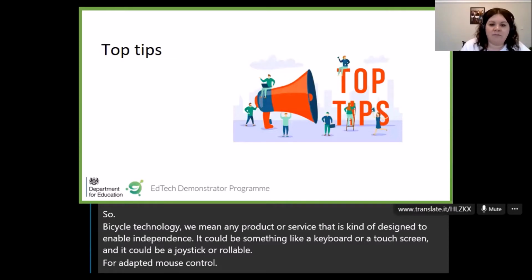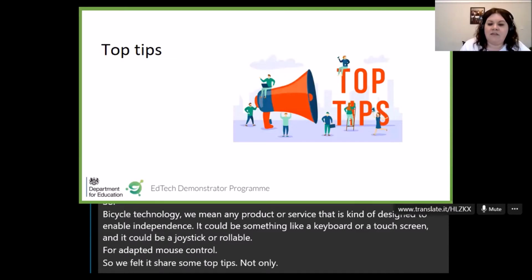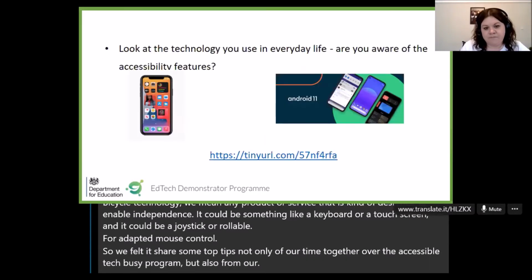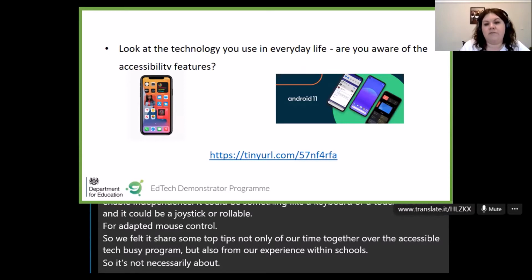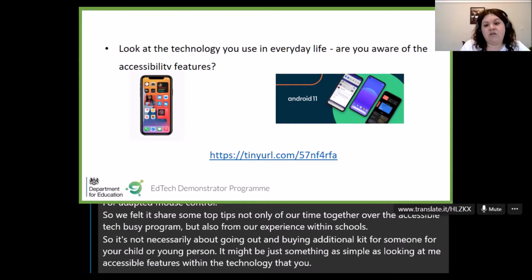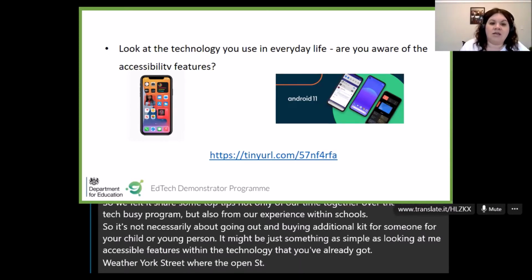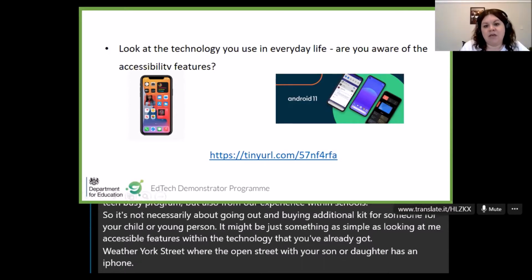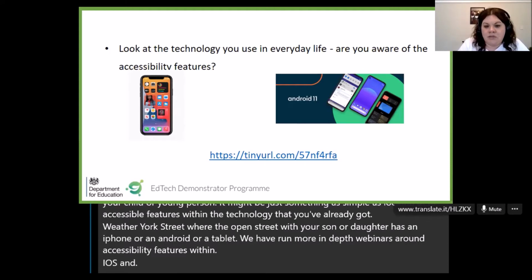So we thought we'd share some top tips, not only from our time together over the Accessible Tech Thursday programme, but also from our experience within schools. It's not necessarily about going out and buying additional kit for your child or young person. It might be just something as simple as looking at the accessible features within the technology that you've already got, whether your son or daughter has an iPhone or an Android or a tablet. We have run more in-depth webinars around accessibility features within iOS, Android and mobile apps.